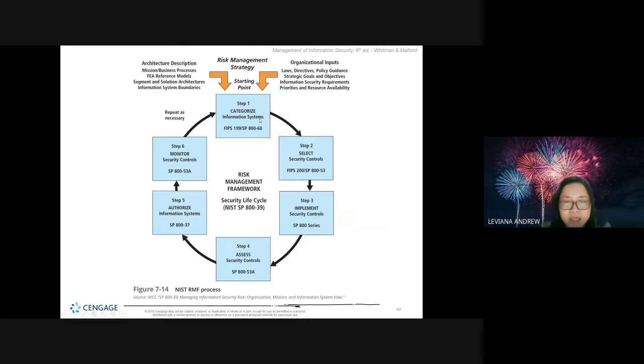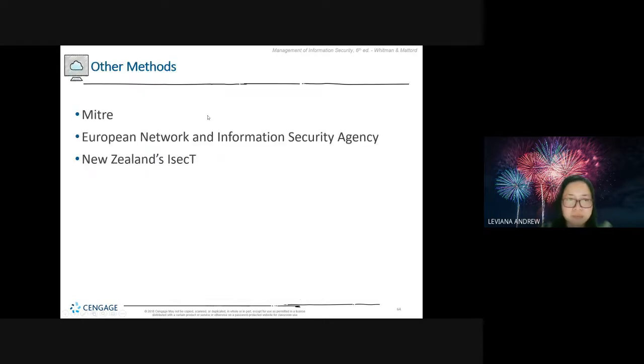Starting point, step 1, categorize the information system. Number 2, select the security controls. Number 3, implement the security controls. Number 4, assess the security controls. Number 5, authorize the information system. And then number 6, monitor the security controls. Repeat as necessary.